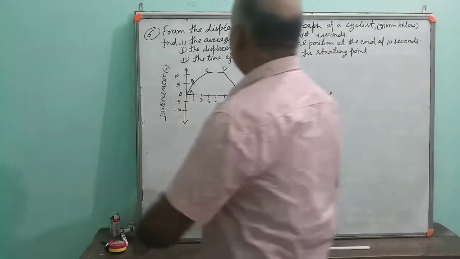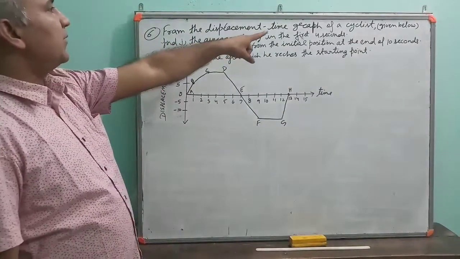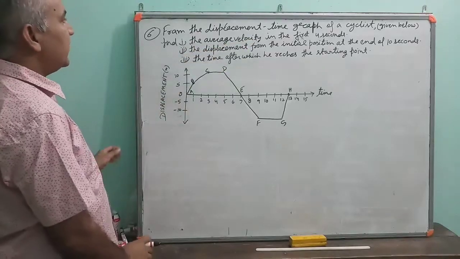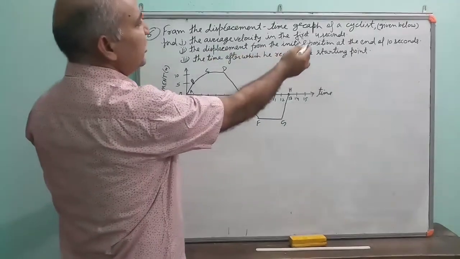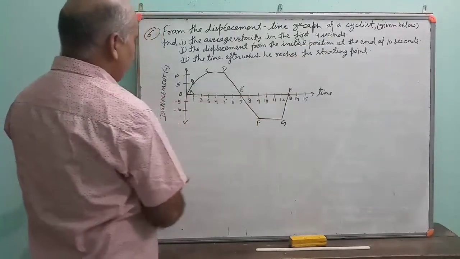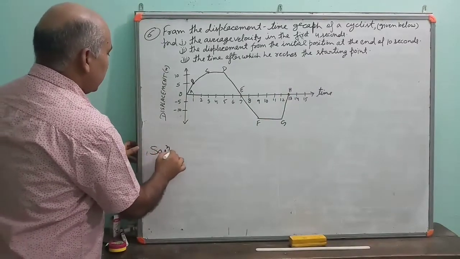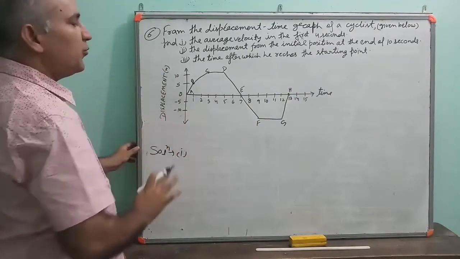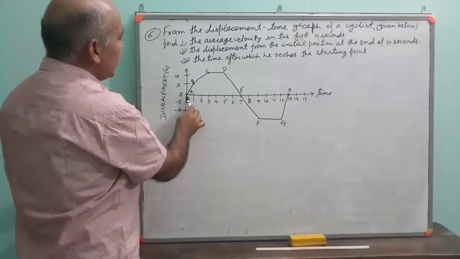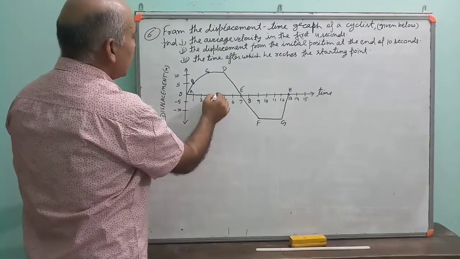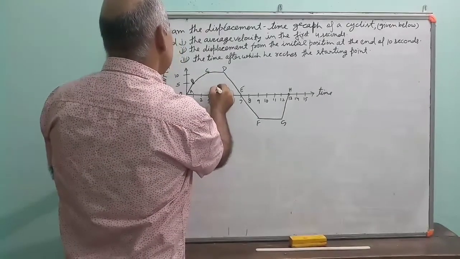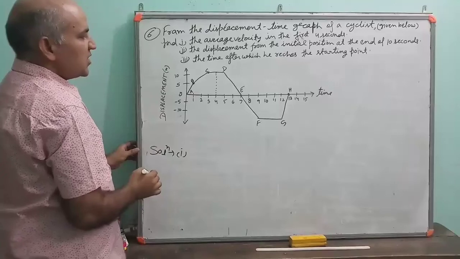Children, now see this question. From the displacement time graph of a cyclist given below, find the average velocity in the first 4 seconds, the displacement from the initial position at the end of 10 seconds, and the time after which he reaches the starting point. So see how to find. Here from the graph we have to find the answers. First part is average velocity in the first 4 seconds. In the first 4 seconds, the object is reaching at, see this one, this is the first 4 seconds.